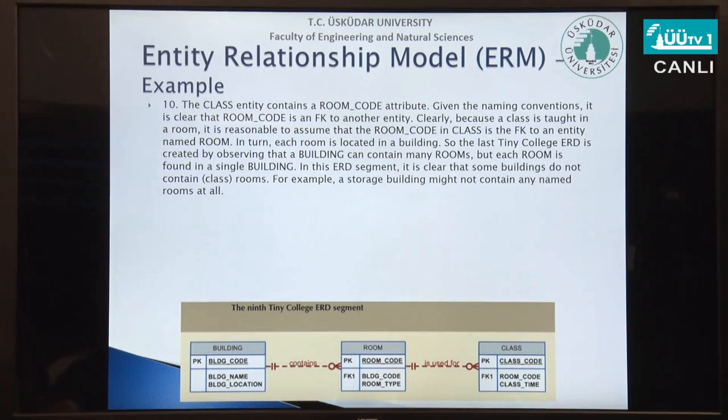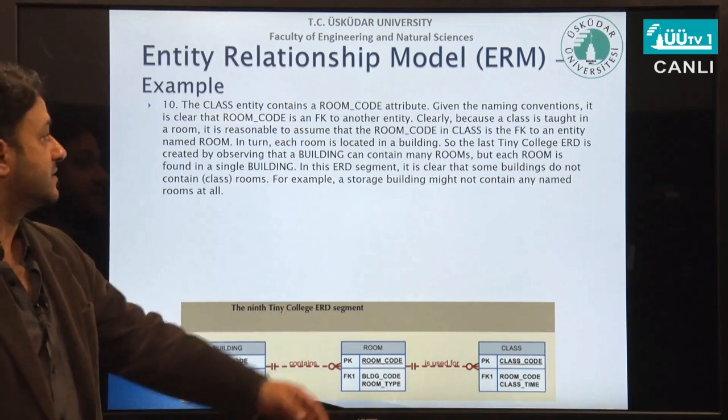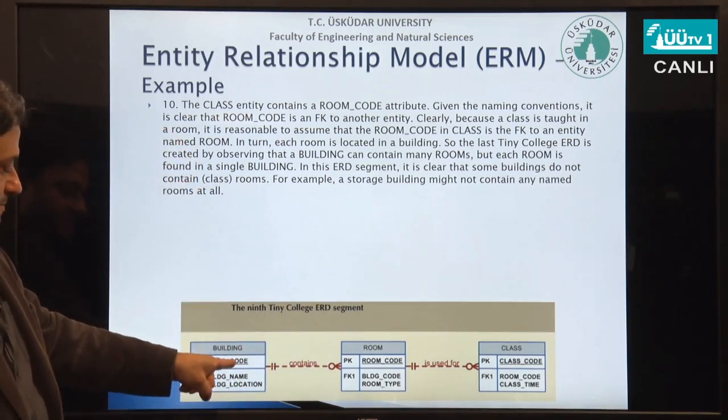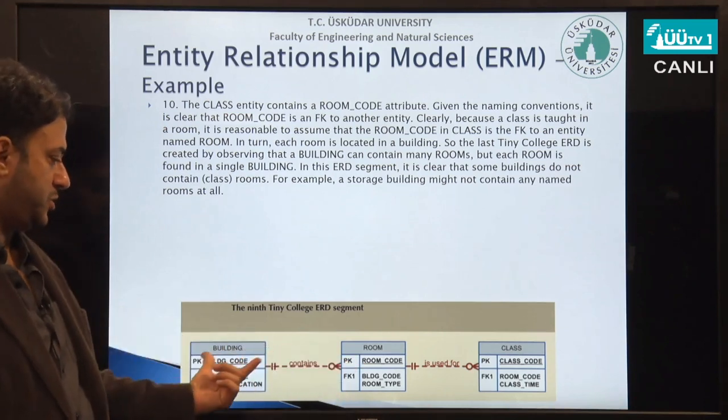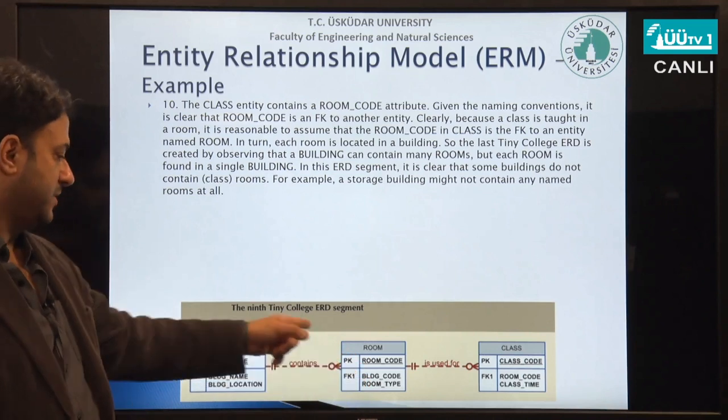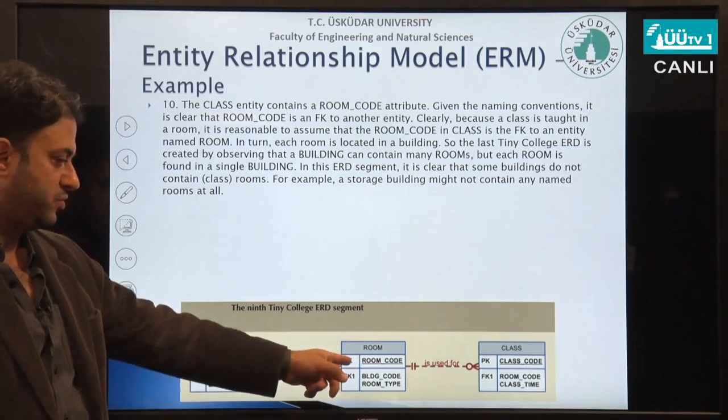Now again, this is the relationship between the building, the room, and the classes. The building contains many rooms. So each building contains many rooms, and each room with a certain code belongs to one building. So this is a 1-to-many relationship.